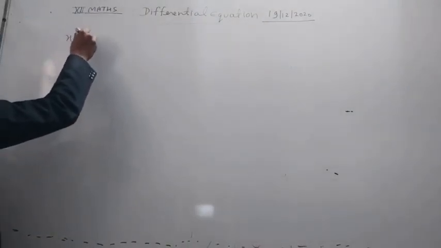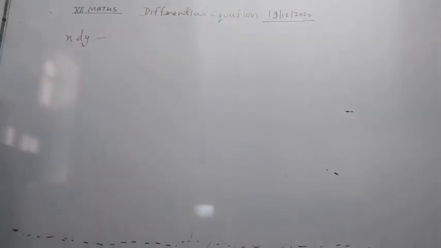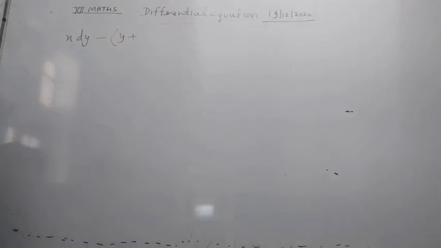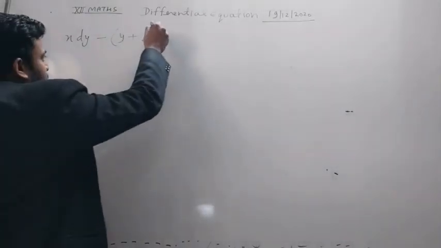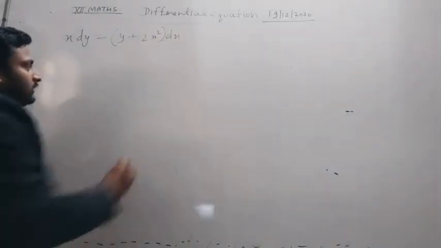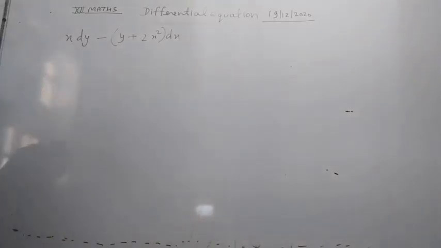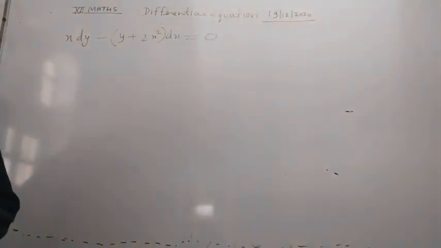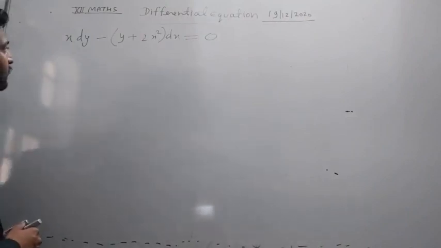Next question is x dy minus y plus 2x square dx is equal to 0. Okay student, this is our differential equation and we have to find the solution of this differential equation.